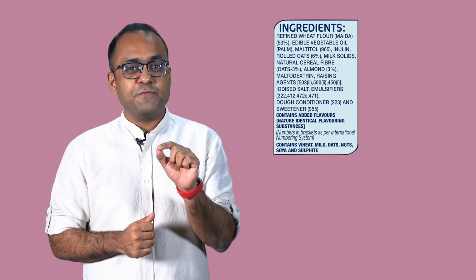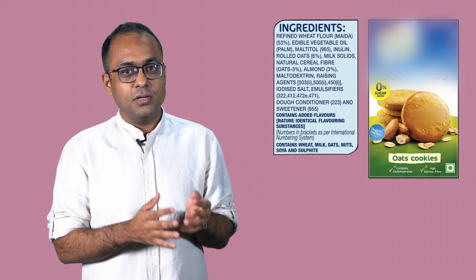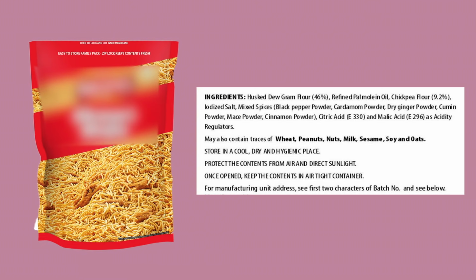This is because FSSAI also mandates that for any ingredient which is emphasized on the front of pack through labels or pictures, like oats in this case, or any ingredient that is essential to that food, like flour is to biscuits, the percentage of that ingredient needs to be declared at the back. For example, take this bhujia.